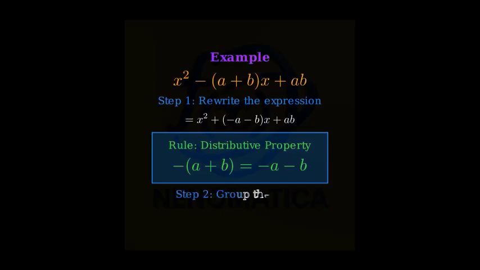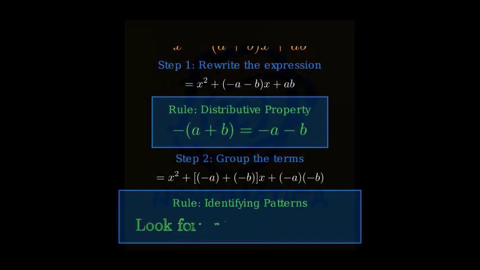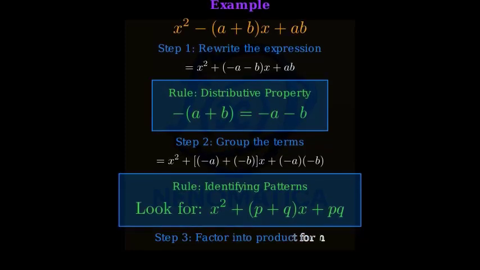In step 2, let's rewrite this further by grouping the terms differently. We can rewrite the expression as x squared plus the sum of negative a and negative b times x plus the product of negative a and negative b. Here, we're looking for a pattern where we have a perfect square trinomial or a product of two binomials. We're trying to express our second term as the sum of two values and our third term as the product of those same values. In our final step, we recognize that we can factor this expression into a product.